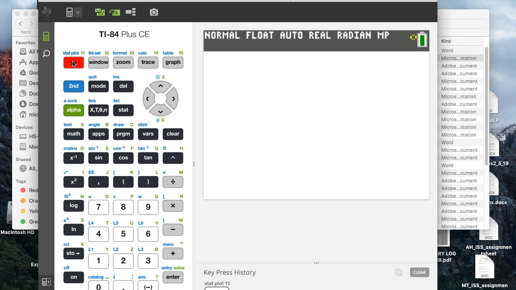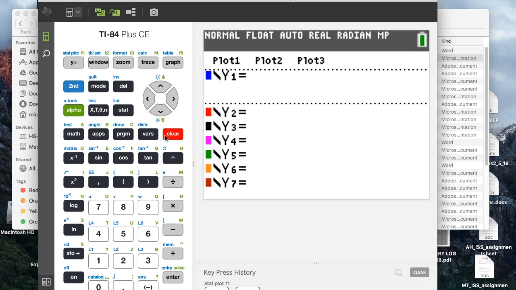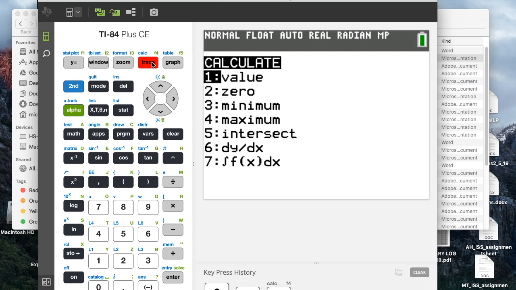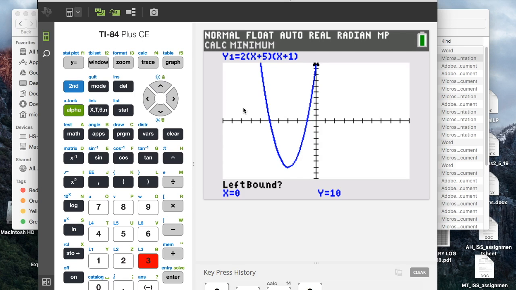All right, and let's do one more example of intercept form. So I'm going to go to y equals, clear this out, 2 parenthesis x plus 5, close parenthesis, parenthesis x plus 1, and I'm going to do zoom 6. Okay, there it is. Now this time it's opening up. This is going to be our minimum value. Okay, so the only thing you have to pay attention to, max and min, make sure you're picking the correct one. This is a min value, so I'm going to go down to 3.